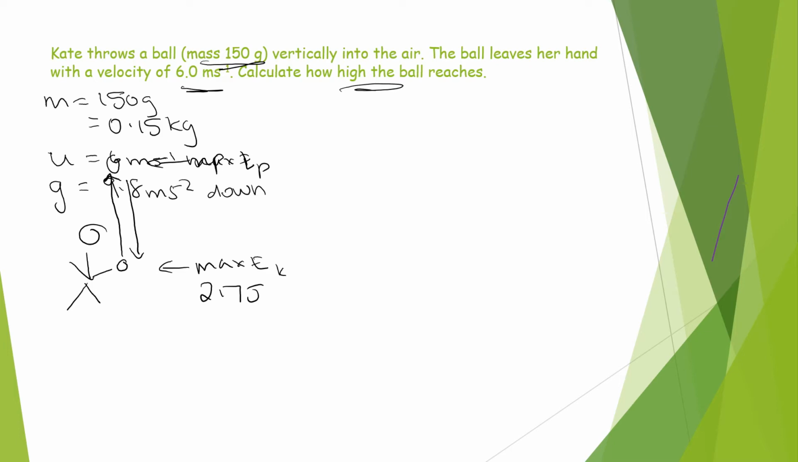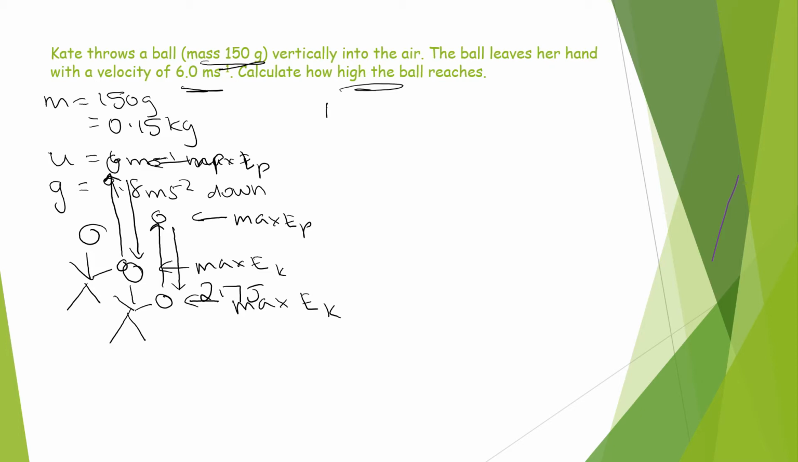Now, because these problems can be a little bit difficult in seeing what is going on, I always like to draw a picture. And here's my picture of Kate, and here's the ball she's holding. She's going to throw it vertically up into the air, and of course, it'll come back down again. At this point here, it has the maximum kinetic energy in the system, and at this point here, it has maximum potential energy.